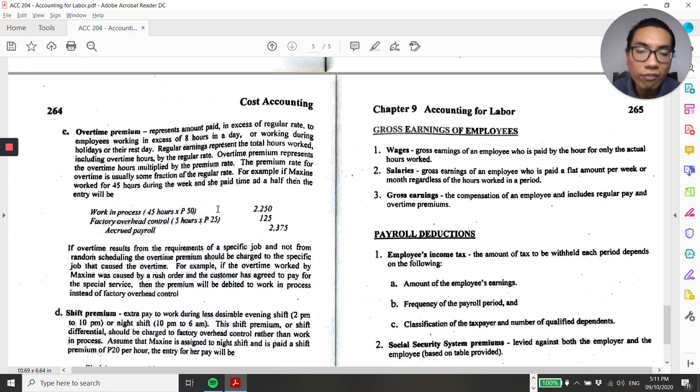And kung 25 yung magiging overtime premium natin per hour, multiply natin yun by the number of overtime hours, which will give us 125. Yan. Then, itotal nyo lang yung dalawa. Okay?